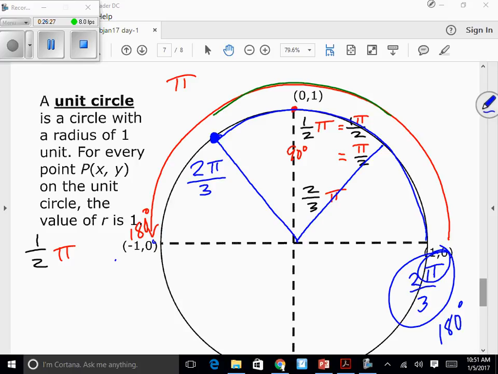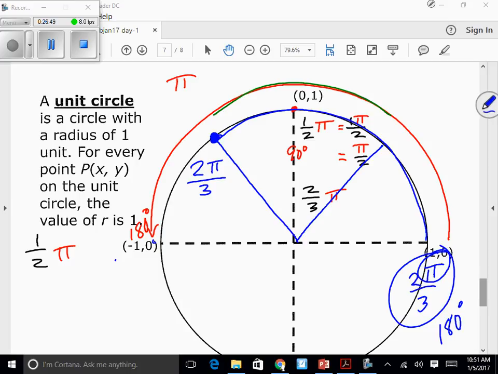If they said 1/2 pi, or pi over 2, which is the way they'll say it, they won't put the 1/2 in front. What's pi over 2? Pi over 2 is, if I start from the very beginning and want to go halfway around the top, halfway would be right there.